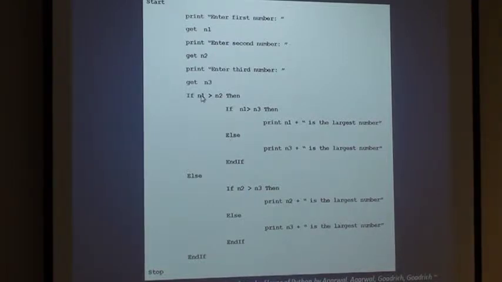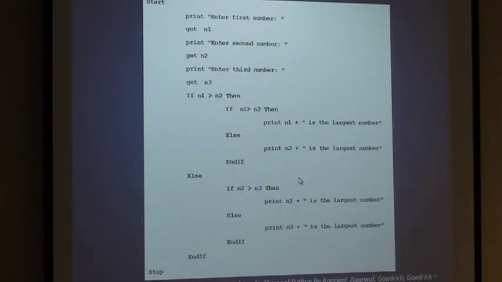Otherwise, what's the situation? You know that N1 is larger than N2, so N2 is definitely ruled out, right? So do you think N3 should be the largest here? Yes, because this is false, so N1 is not the largest, so N3 must be the largest. Okay. Otherwise, compare N2 with N3 and similarly print out either N2 or N3 depending on which is the largest.